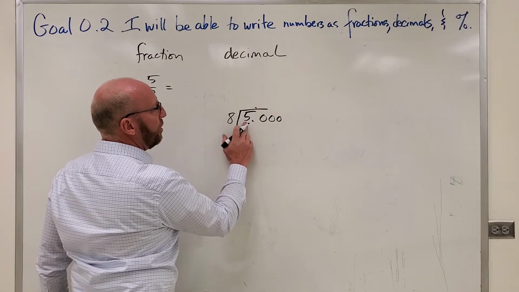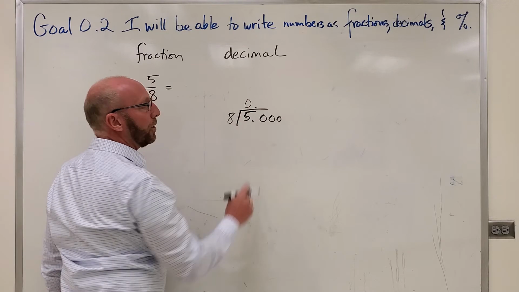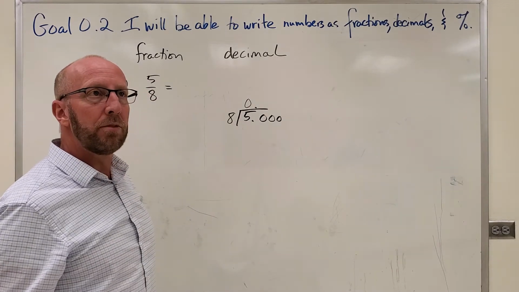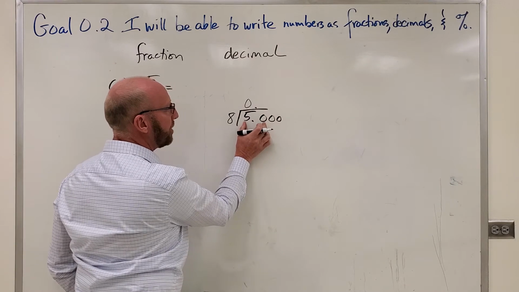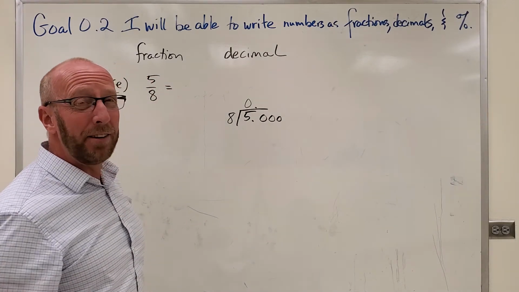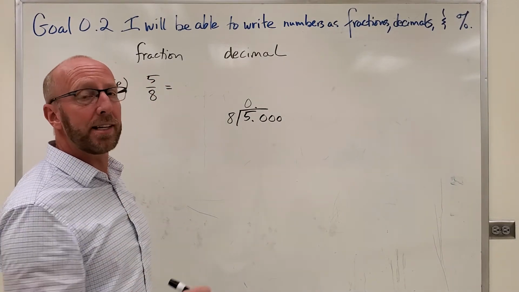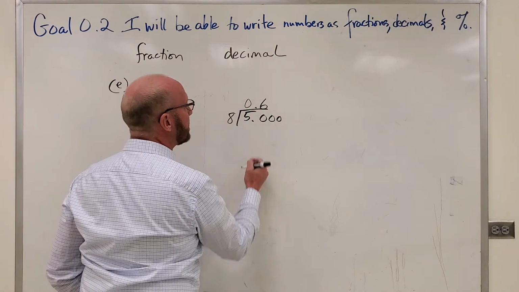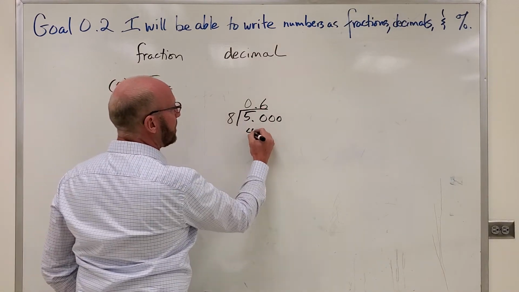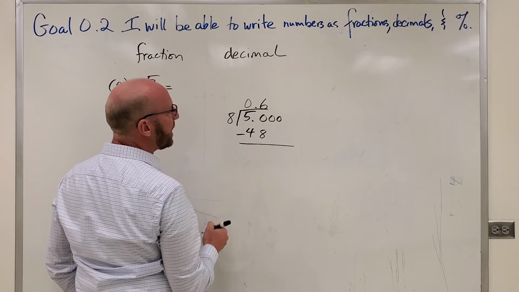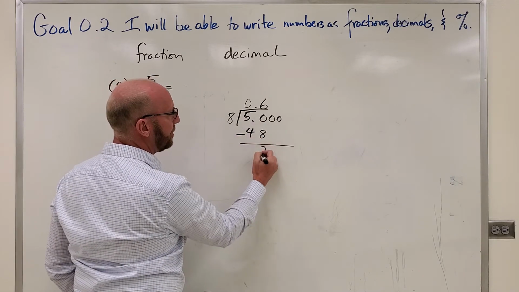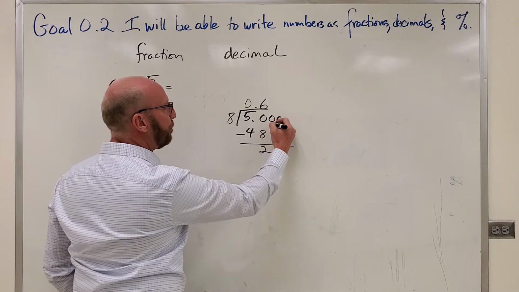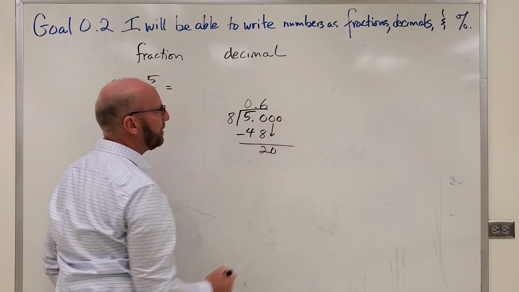How many 8s go in 5? 0. There are no 8s in 5. 5 is too small. How many 8s in 50? Well, I know 8 times 7 is 56, so 8 times 6 is 48. So I put a 6 there. 6 times 8 is 48. When I subtract, 50 take away 48 is 2. I bring this 0 down for a place value.